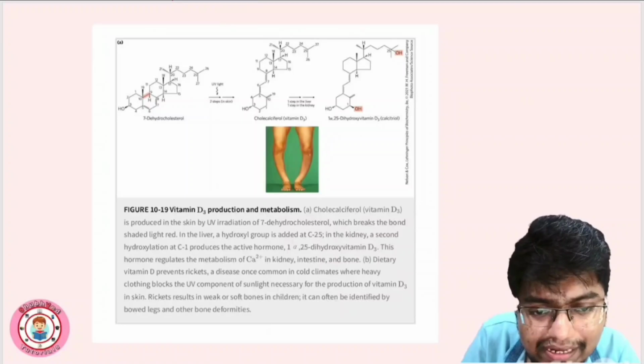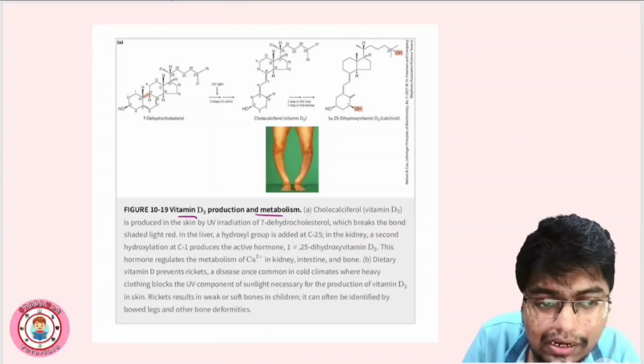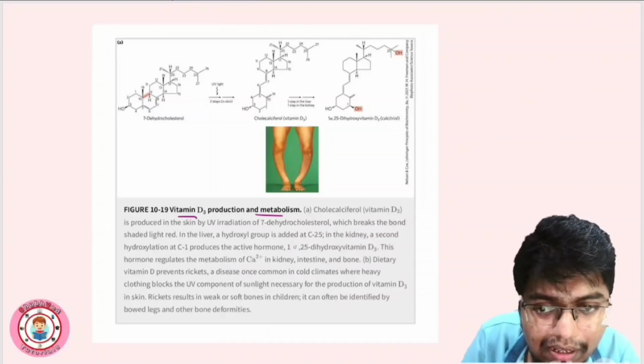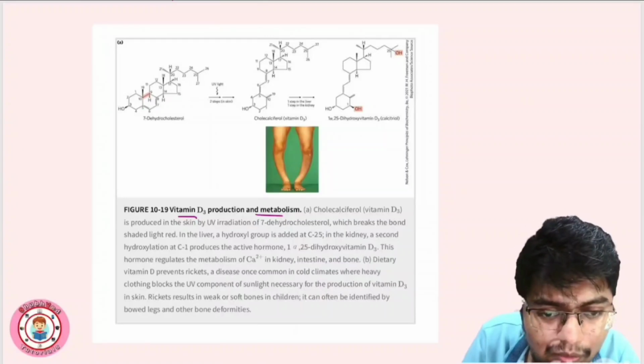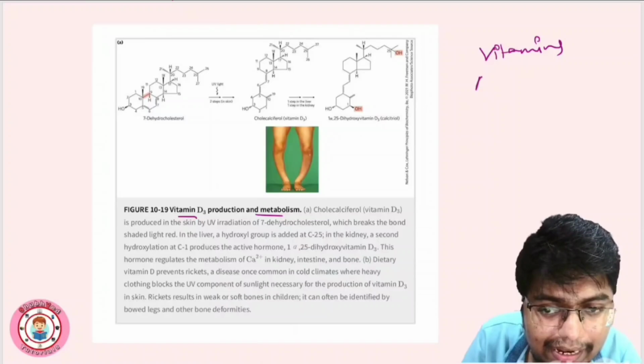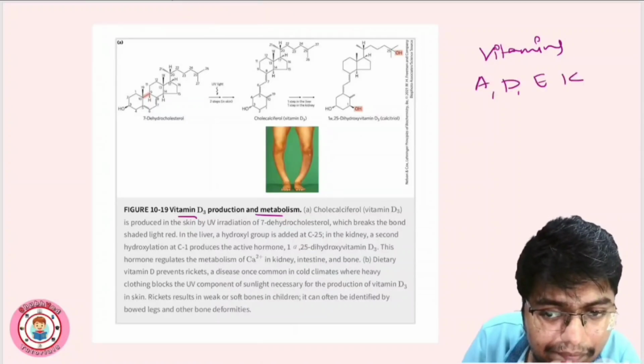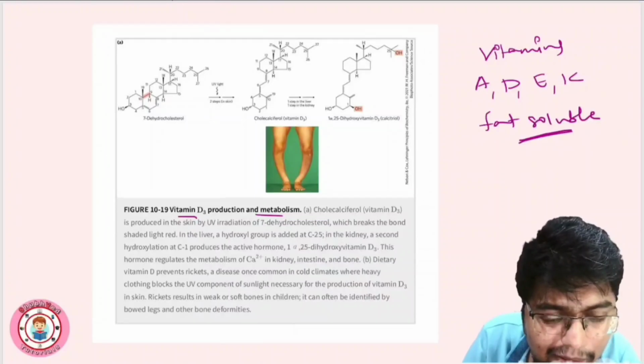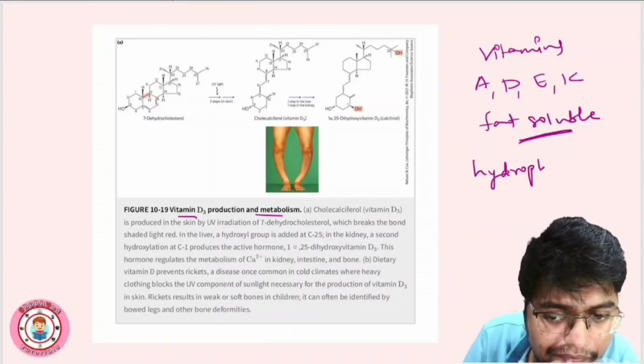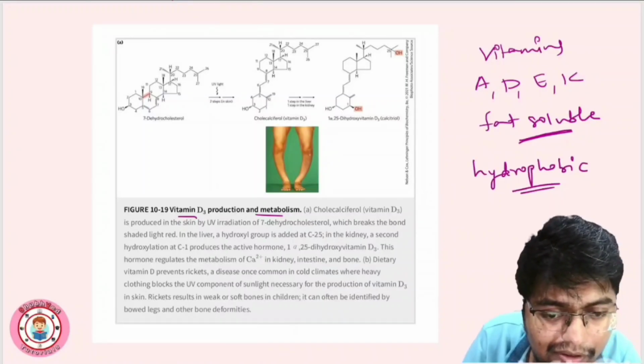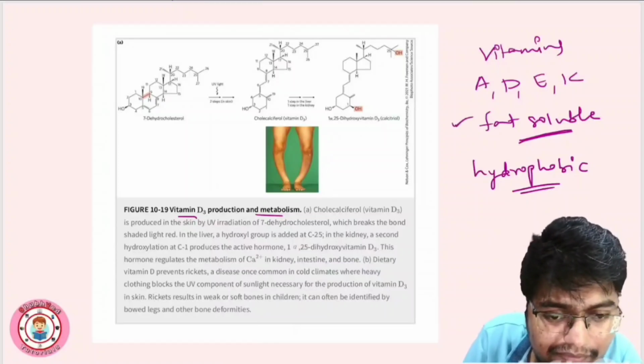So this is vitamin D3 production and metabolism. Now before we go further, I will tell you vitamins A, D, E, K. These are fat soluble. So obviously these are related to fats, right? Okay, hydrophobic है. Okay, fat soluble है. So these are related to fats. We have to remember this.